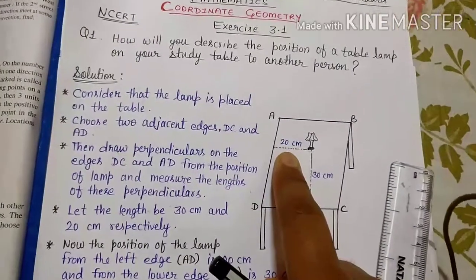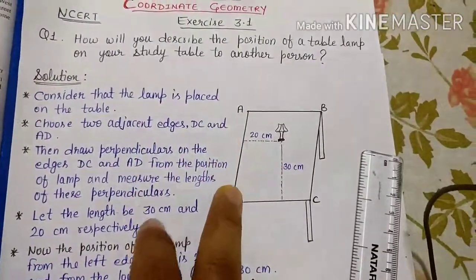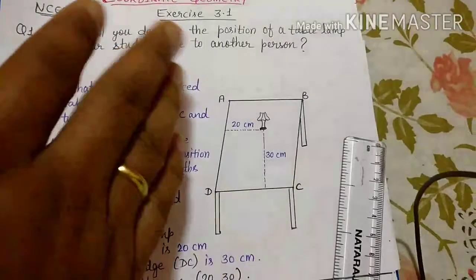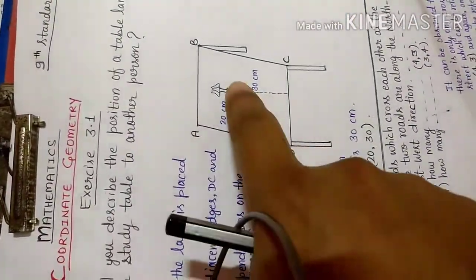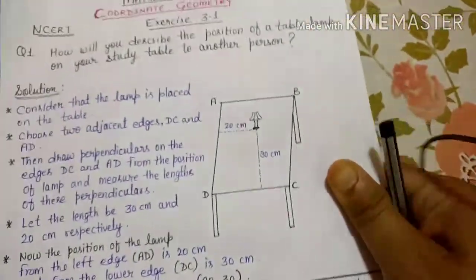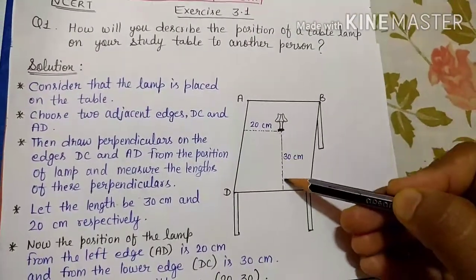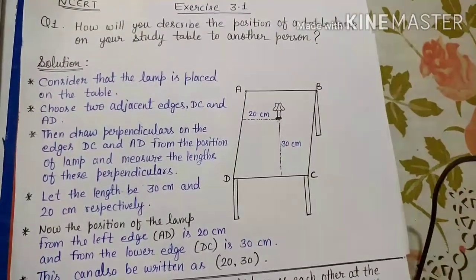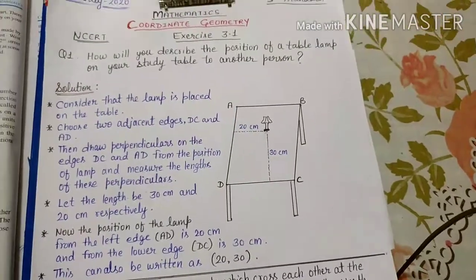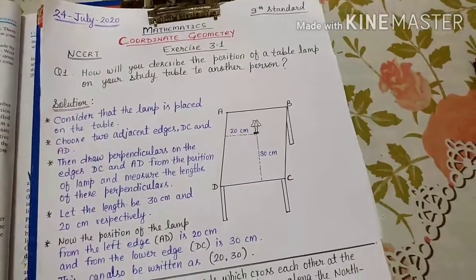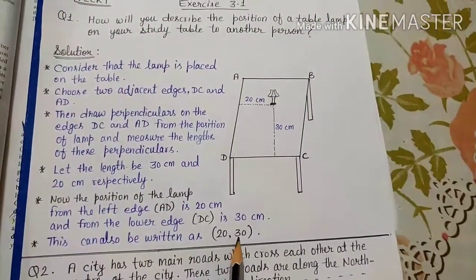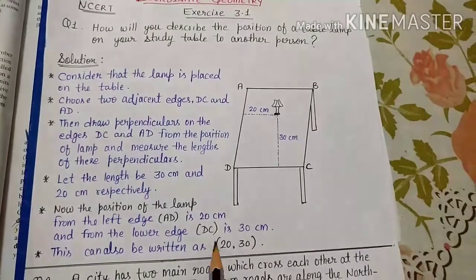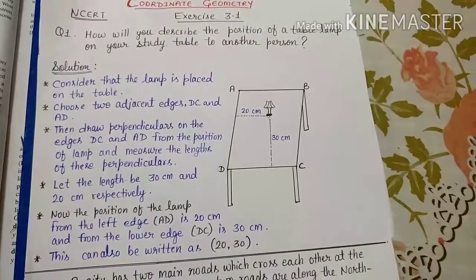Now the position of the lamp from the edge AD: if we check from AD, how much is it? 20 centimeter. And the position of the lamp from the edge DC, how much is it? 30 centimeter. So this can also be written as 20 comma 30, because we show the coordinates of x, y as x comma y. Therefore this can also be written as 20 comma 30. So in this way we have described the position of this lamp on a table to another person.